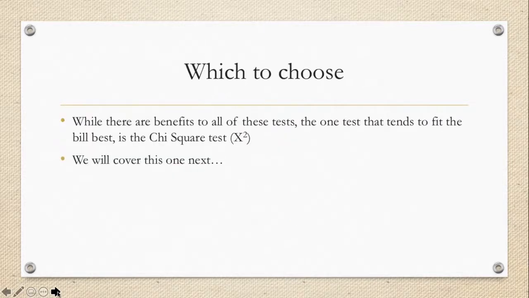Why? Well, while there are benefits to these tests, the one test that tends to fit the bill best, in other words, is more flexible with the size of the table and more flexible with the type of information that you include in it, would be the chi-square test. Among other things, it tries to take in as much information as possible, not just looking at pairs. It also takes into consideration some other factors, which is why we will turn to the chi-squared table next.